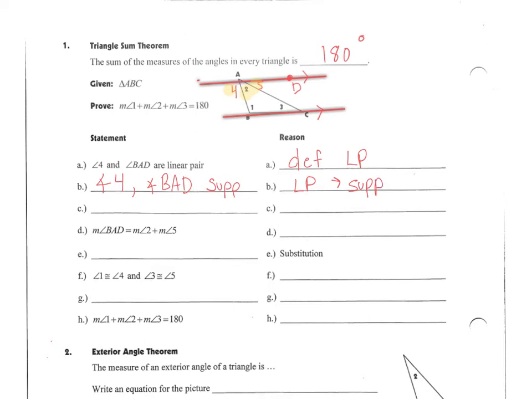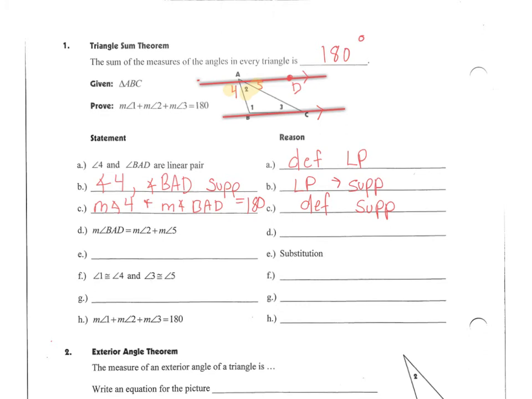Now, if we continue on with that line of reasoning, statements and reasons, the next thing is to be able to look at the measures. And so if we say we have the measure of angle 4 and we add to that the measure of angle BAD, that would have to equal 180 degrees, and that is the definition of supplementary.